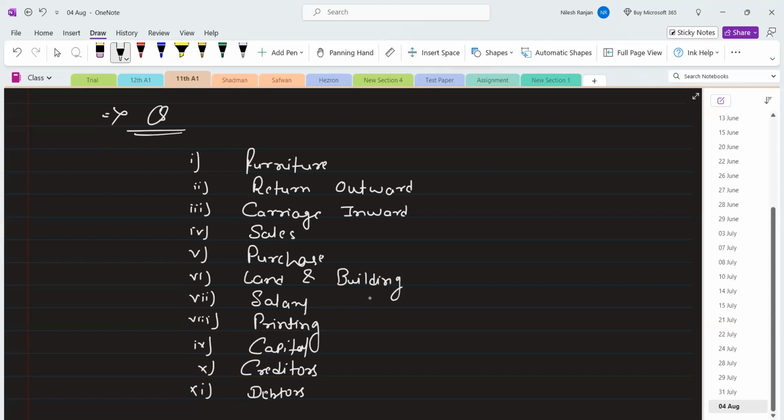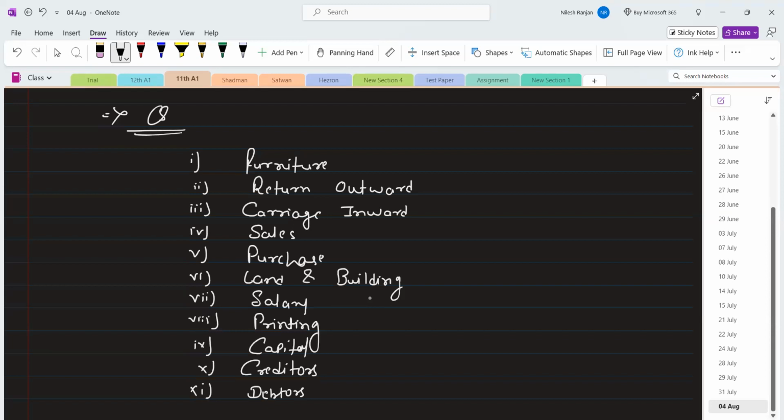Okay. And then printing. It's printing, right? Yes, printing. I guess it will be on the debit side. Okay, can you repeat the second and third item? The return outward and carriage inward. Yes, so return outward will be on the credit side, and carriage inward will be on the debit side.